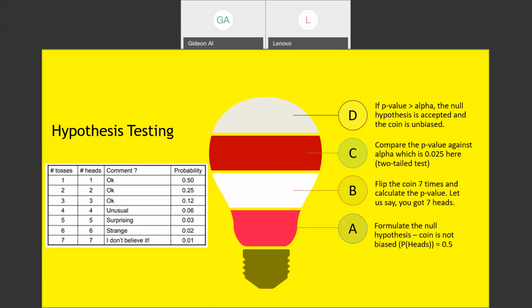Because it's a two-tailed test, the real event can fall in either of these tails. That's the way we are going to compare the probability value with 0.025. And is 0.01 greater than 0.025? Nope. If the p-value is greater than alpha, then we can accept the null hypothesis, which is that the coin is an unbiased coin. Because the p-value is less than alpha, we can conclude in this scenario that the null hypothesis is wrong. That means the coin is biased. We are talking about a Dark Knight coin here.